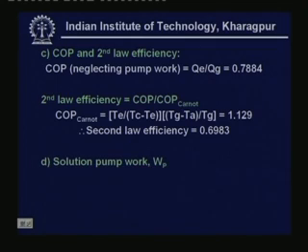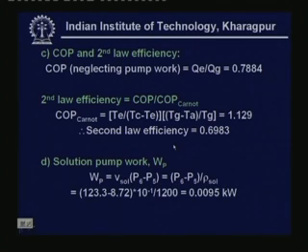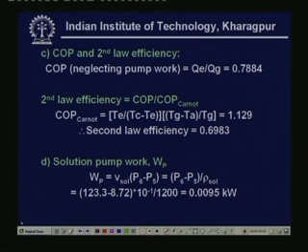Finally, we have been asked to find out the solution pump work. For finding the solution pump work, we assume the solution to be incompressible. So, once you assume the solution to be incompressible, work input to the pump is given by integral VdP. Okay, so integral VdP is V solution into (P6 minus P5). This is (P6 minus P5) divided by the density. Density is given as 1200 kg per meter cube. Okay. So, from this expression you can find out the specific work input to the pump, which is in kilojoule per kg.